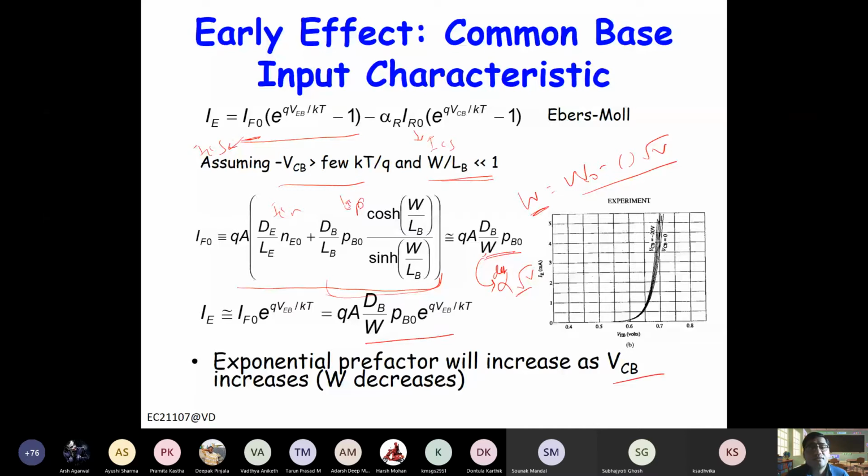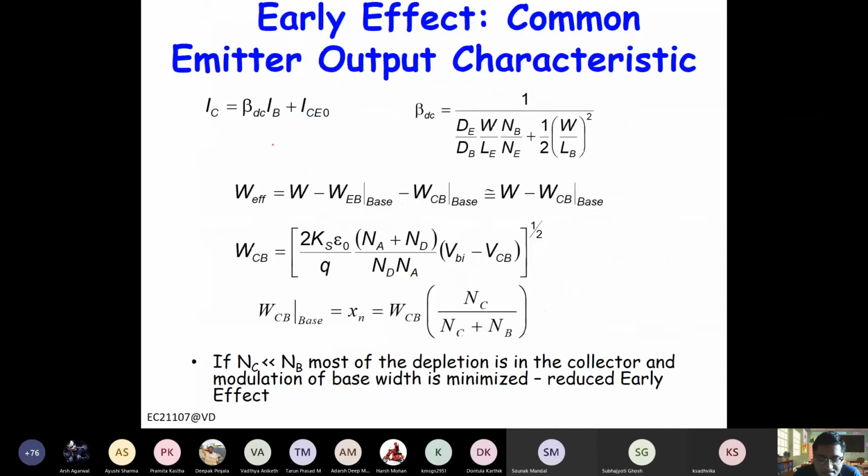Similarly, for common emitter, you can write IC is equal to beta IB plus ICO, and your beta is again inversely proportional to the actual base width, and that actually decreases, right? So your beta increases. So your IC increases.